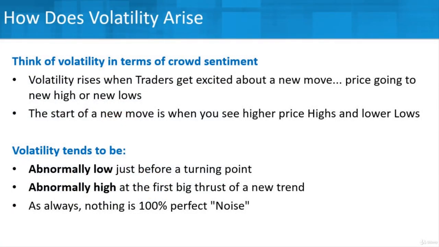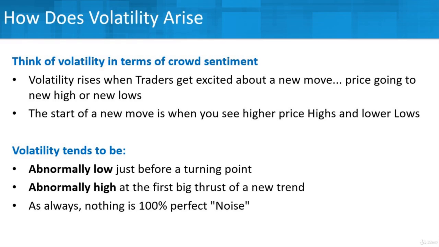So let's think for one second about how it arises. Where does volatility come from? You can really think of volatility as crowd sentiment, right? What does the crowd think? What do the other traders think? So volatility rises when traders get excited about a new move. Maybe it's a new event that caused a new move. There's something in the news that is causing something to happen. And the price starts going up to new highs, or possibly, if it's bad news, going to new lows.